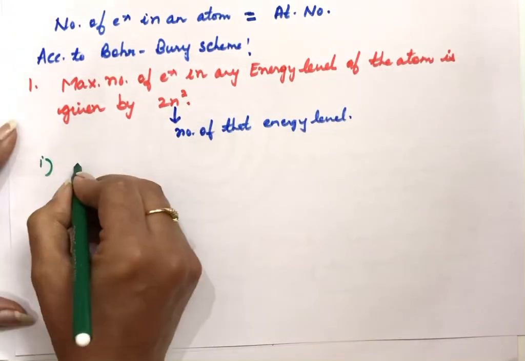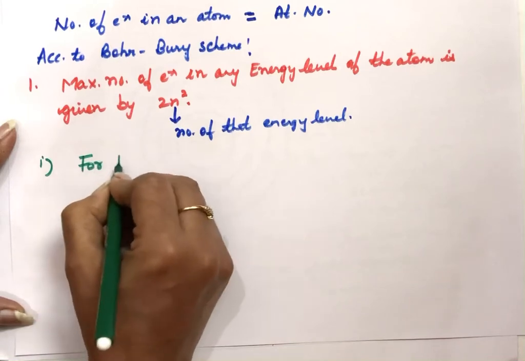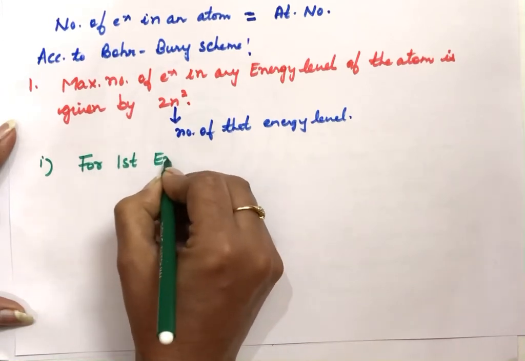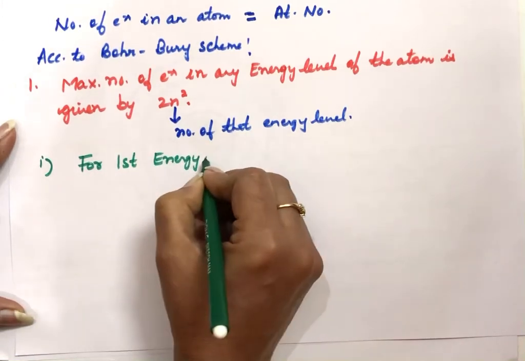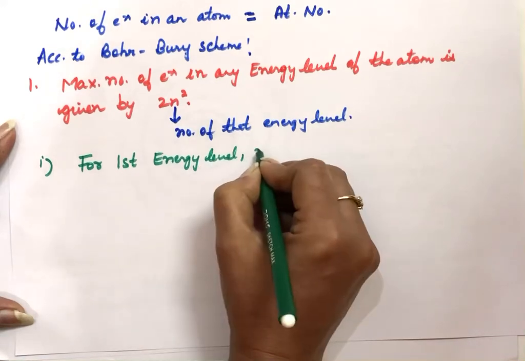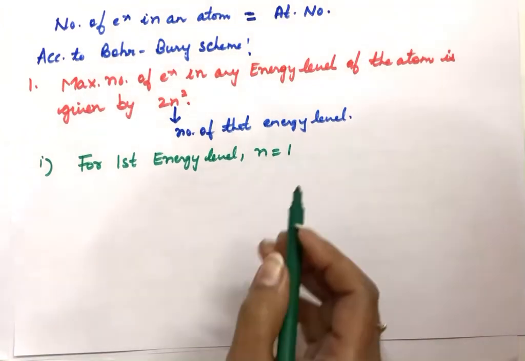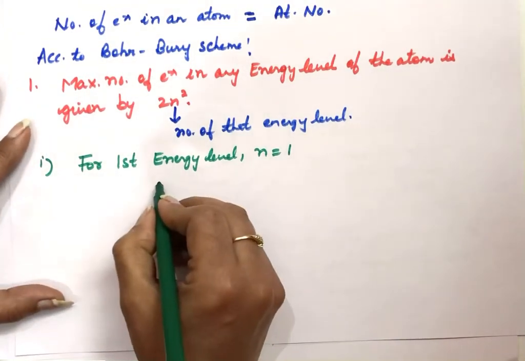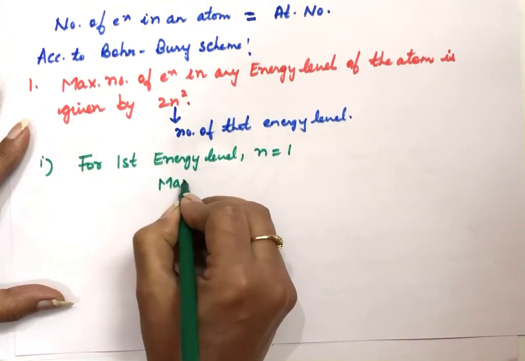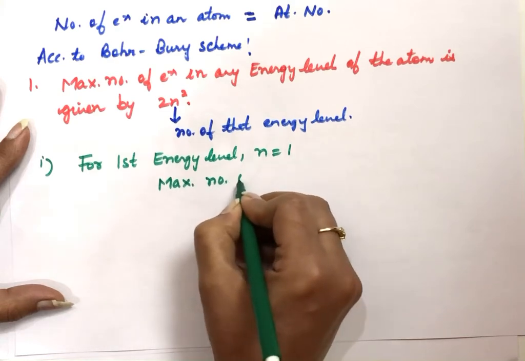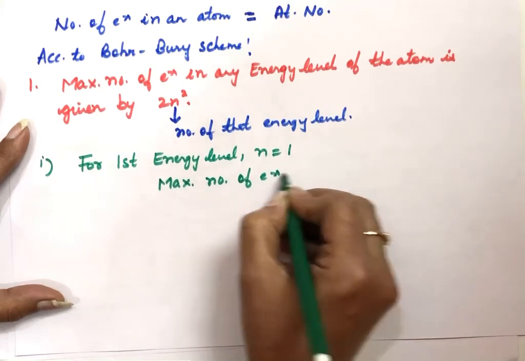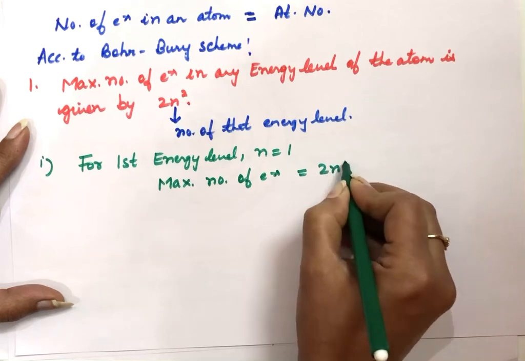Let's say for the first energy level, that is the K shell, the number for that we write as 1. First energy level is n equal to 1. This is the K shell. How many maximum electrons can we have in this one? The maximum number of electrons is given by the formula 2n square.